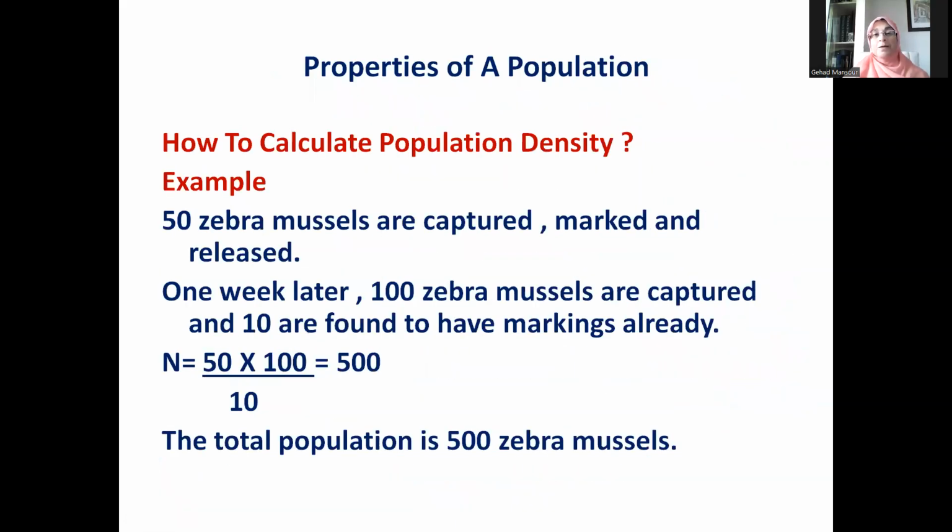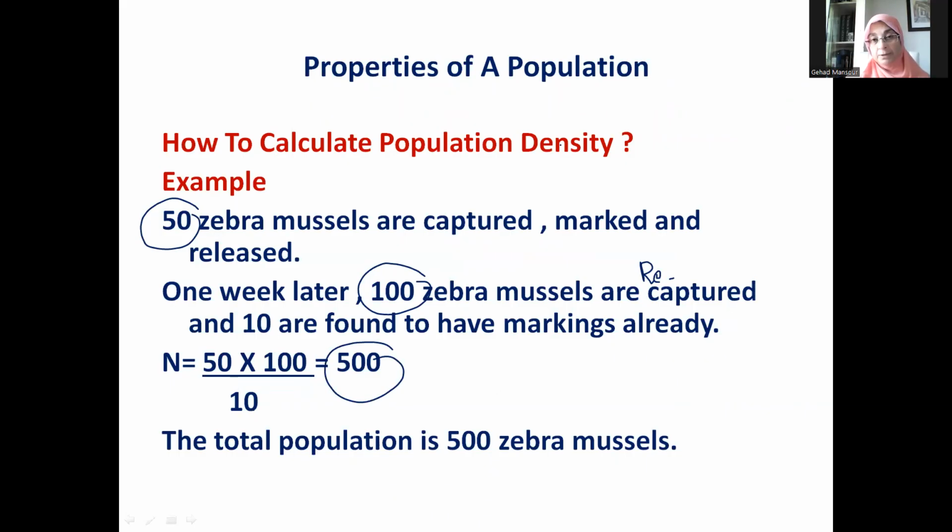Okay. Now, what are the properties of a population? Here, for example, this is exactly what we said before. Here, we say how to calculate the population density. There are 50 zebra mussels that are captured, marked, and released. And then 1 week later, we recapture. So here we would say recapture 100 zebra, and only 10 are found to have markings already. So the total number is 500.